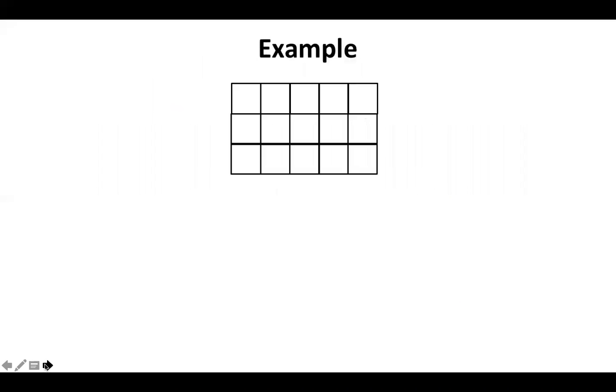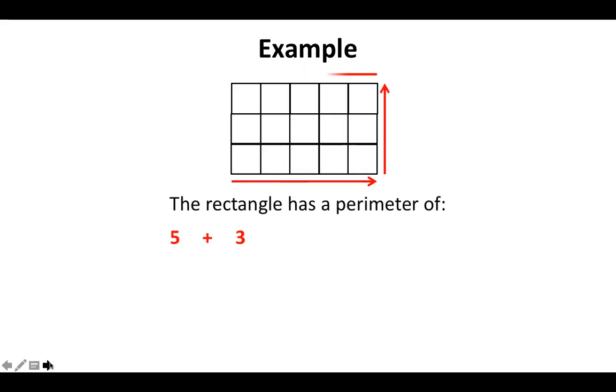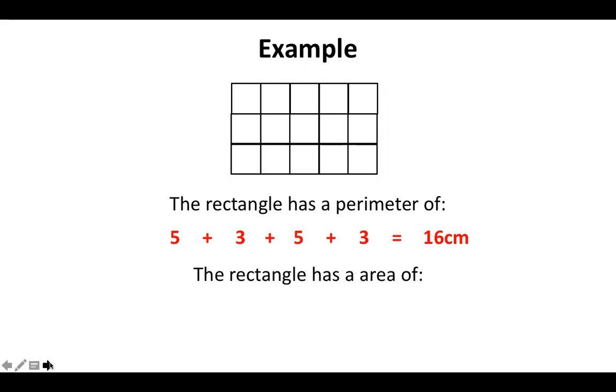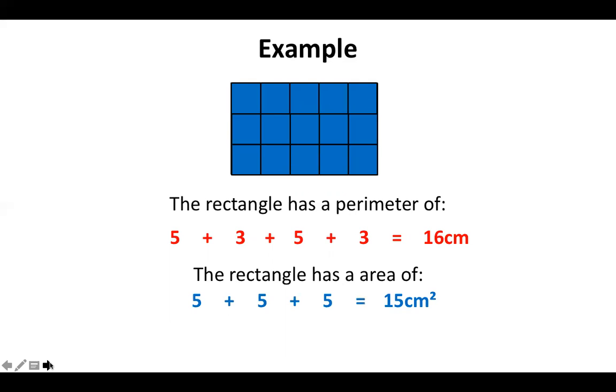So for example, I have a rectangle. I have 3 units width and 5 units of length. So the rectangle will have a perimeter of 5 plus 3 plus 5 plus 3 and altogether 16 cm. This is if one box happens to be 1 cm. And the area will be, okay, 1, 2, 3, 4, 5 times by 3, or 5 plus 5 plus 5, which is 15 cm squared. But we're more familiar with 5 times 3, length times width.